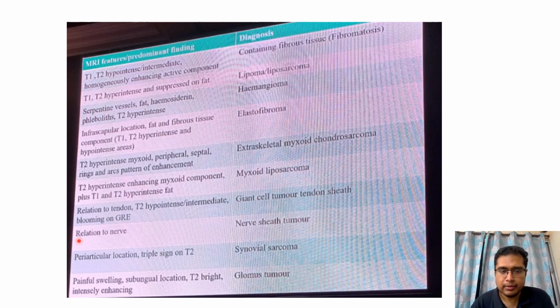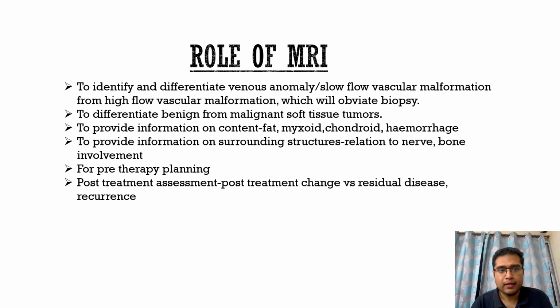A relation to a nerve will definitely favor a nerve sheath tumor. Periarticular location with a triple sign is typical of a synovial sarcoma. So all these features of tumors are to be remembered and kept in mind while reporting any case of a soft tissue tumor in musculoskeletal imaging.